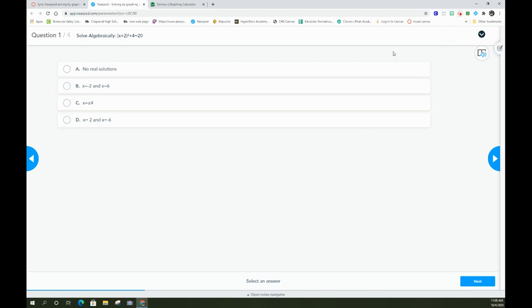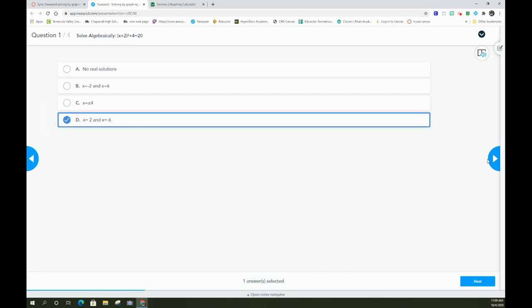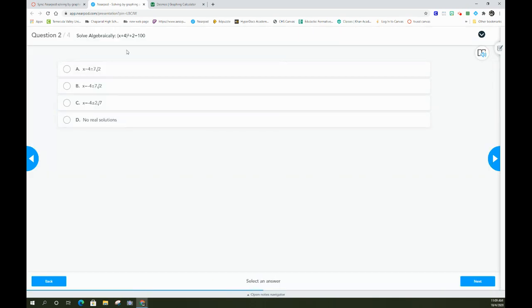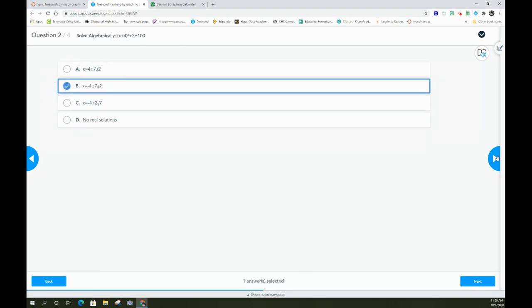Get 16, right? Then I square root both sides. Square root of 16 is plus or minus 4. So when I subtract 2, 4 minus 2 is 2. Negative 4 minus 2 is negative 6. Okay, here I'm going to subtract 2. I get 98. Square root of 98, we just did on a previous slide, was 7 rad 2. Right, so you subtract 4, so it's negative 4 plus or minus 7 rad 2.